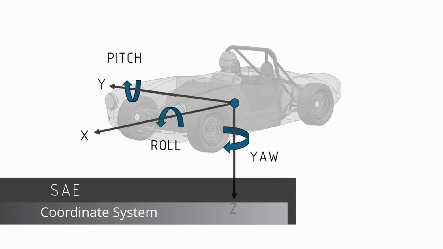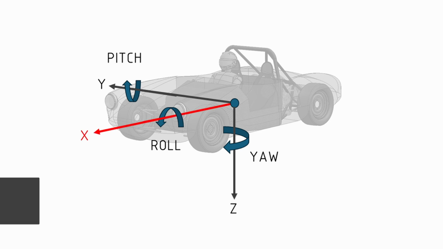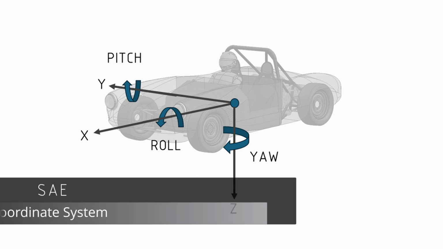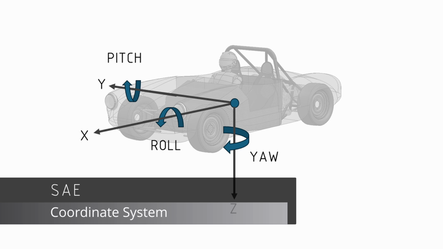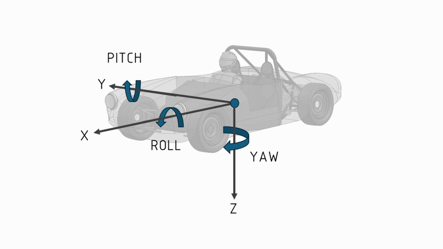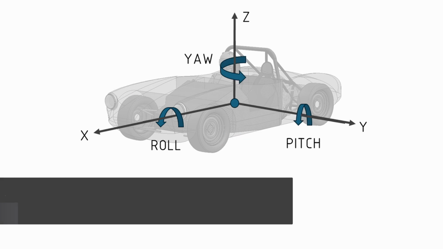If we were to look at the Society of Automotive Engineers and the calculations for that, the SAE coordinate system would say that X would be pointing forward, Y would be to the right, and Z would be pointing downwards. This is a system that's widely used in the automotive industry, in the US in particular, for calculations.